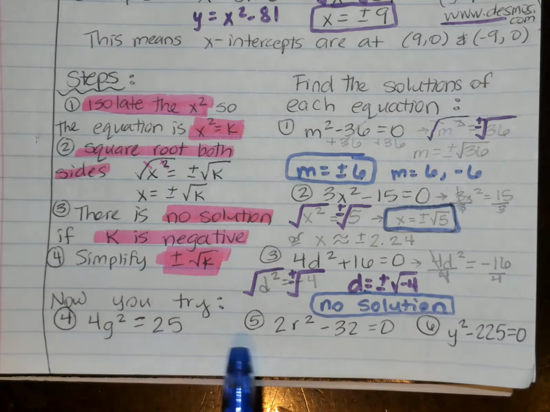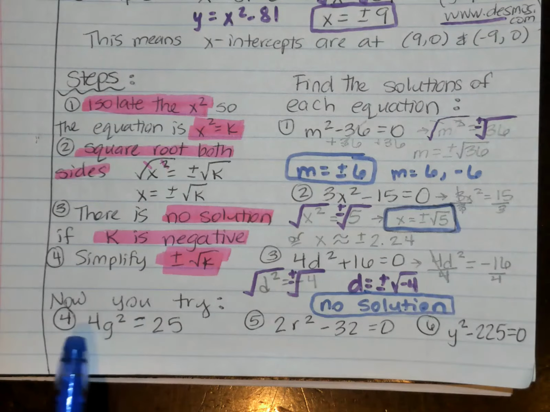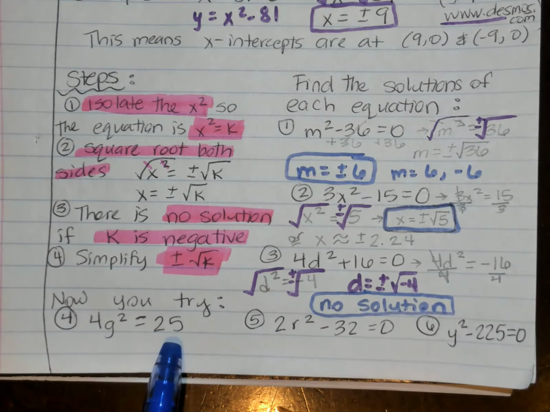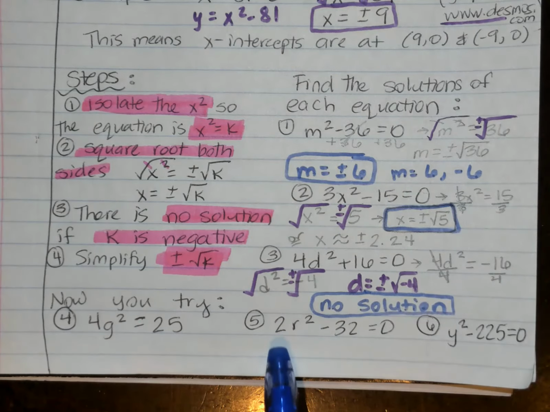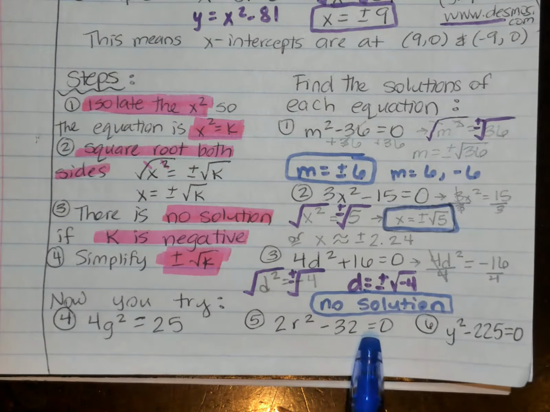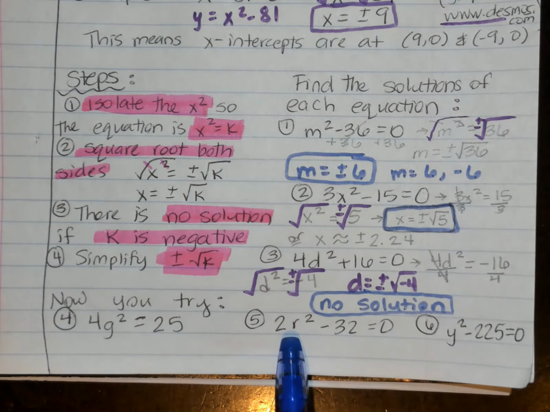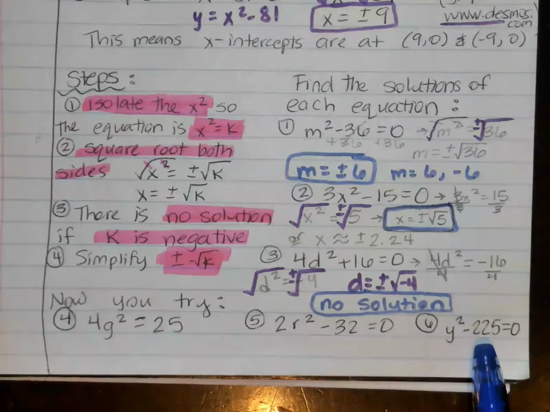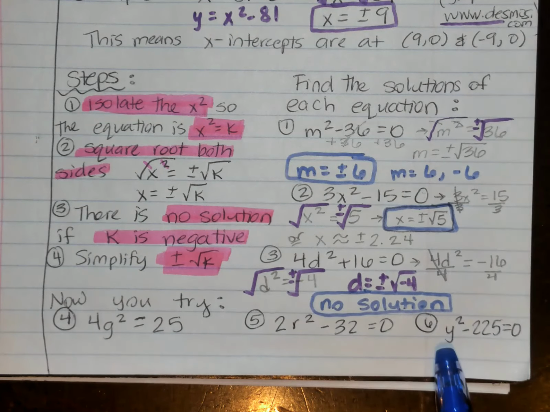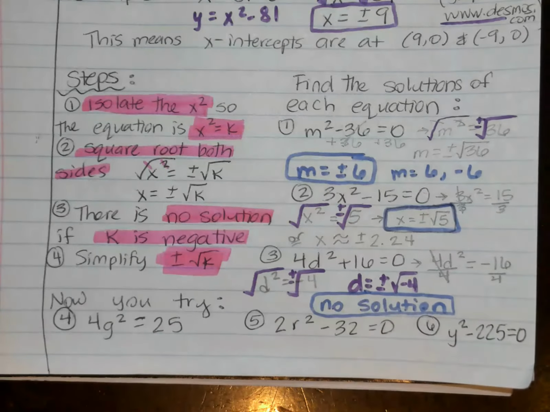Go ahead and copy down 4, 5, and 6. Try it, and hopefully there'll be time we can go over them in class. So number 4 is 4g squared equals 25. Isolate the g squared and square root both sides. 2r squared minus 32 equals 0. Isolate the r squared, get it alone, and then square root both sides. And then y squared minus 225 equals 0. Get the y squared alone, and square root both sides.